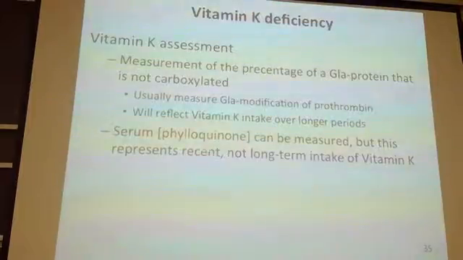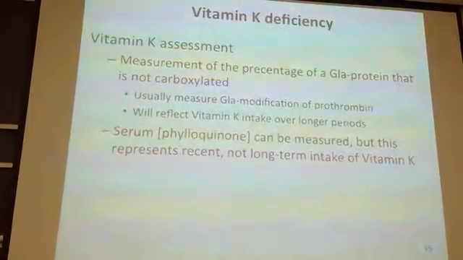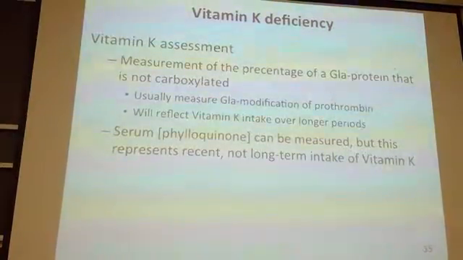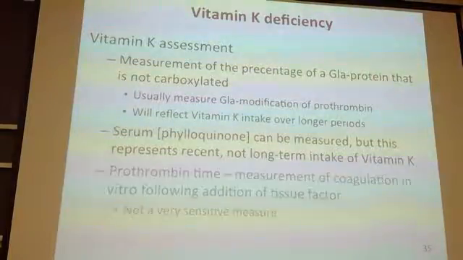So you can directly measure serum levels of phylloquinone or other forms of vitamin K, but this represents very recent, very acute measurements. So again, similar to measuring glucose in the blood, right? It's going to have vast fluctuations depending on diet, right? So that won't reflect long-term intake of vitamin K.